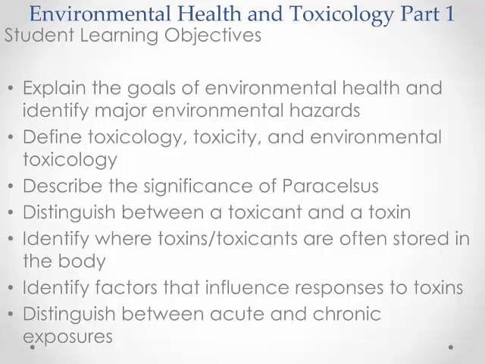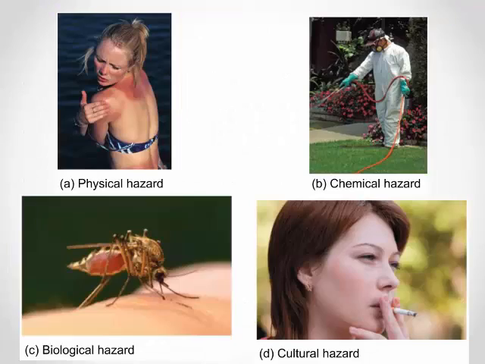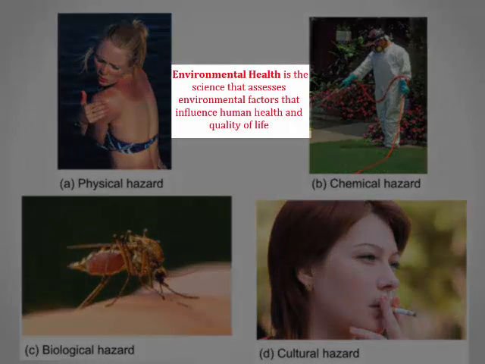define toxicology, toxicity, and environmental toxicology, describe the significance of Paracelsus, distinguish between a toxicant and a toxin, identify where toxins and toxicants are often stored in the body, identify factors that influence responses to toxins, and distinguish between acute and chronic exposures. Environmental health is the science that assesses environmental factors that influence human health and quality of life.